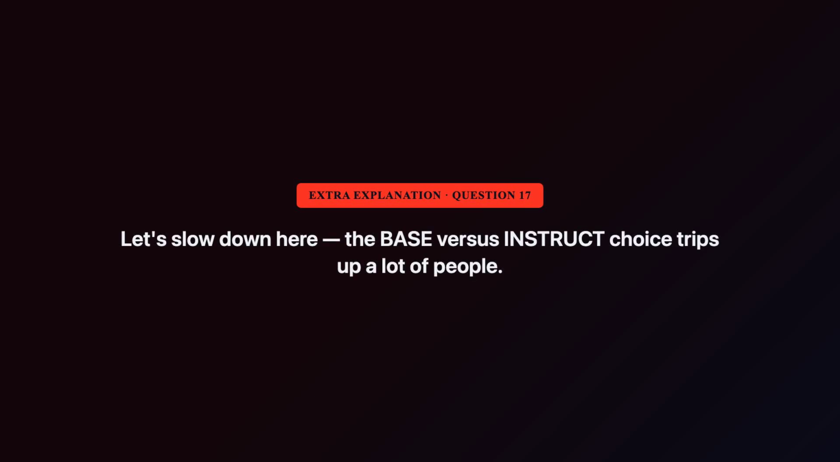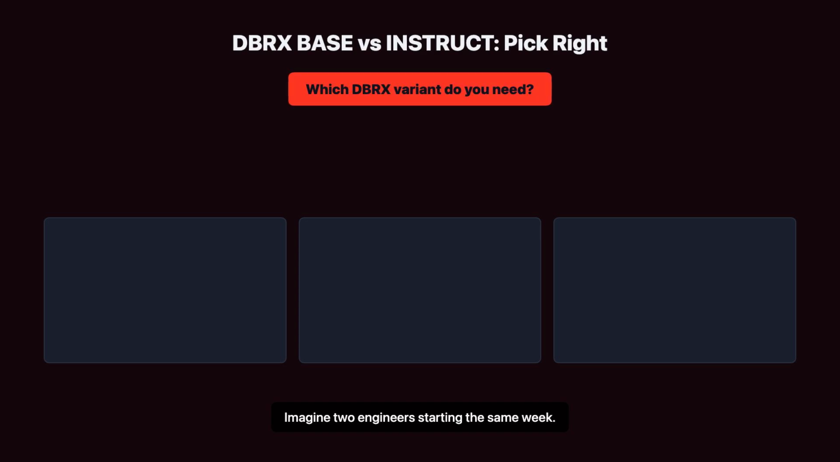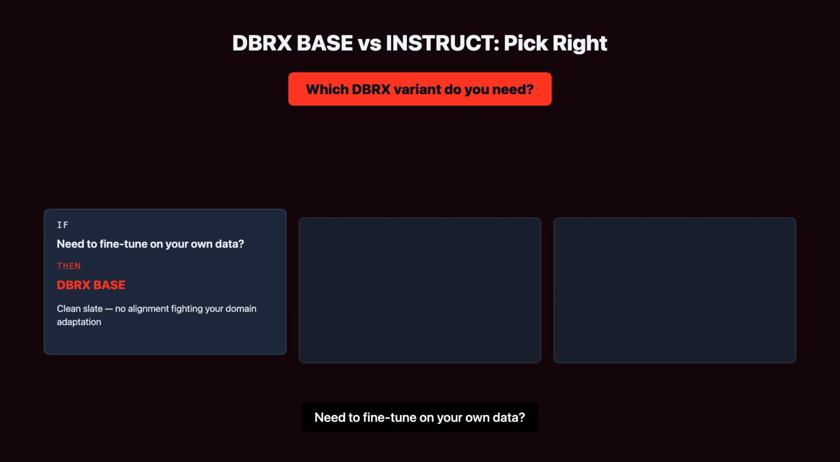Let's slow down here. The Base versus Instruct choice trips up a lot of people. Imagine 2 engineers starting the same week. One has 50,000 legal case files to train on. The other needs to ship a contract parser by Friday. Same model family, different variants. Here's the fork. Need to fine-tune on your own data? Use DBRX Base. It's pre-trained with no instruction following baked in. That clean slate means your training won't fight existing alignment.